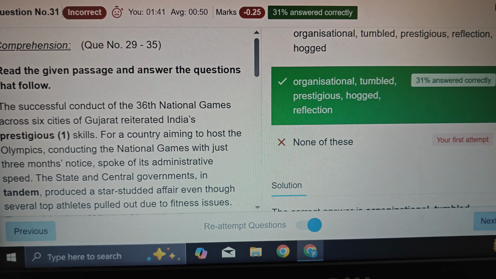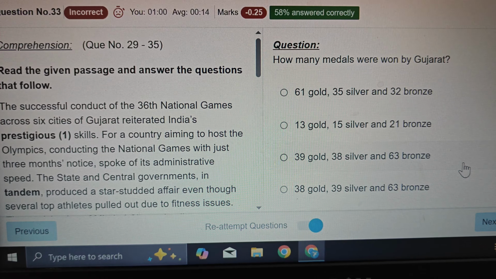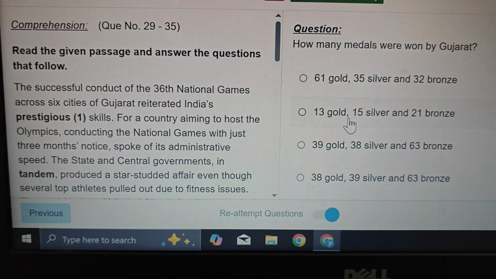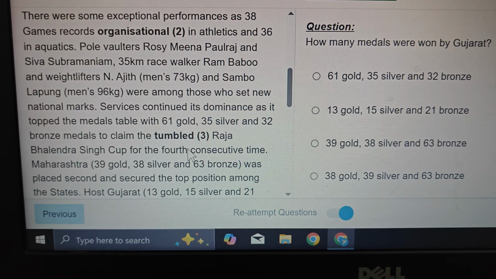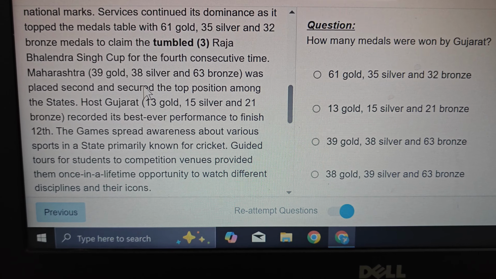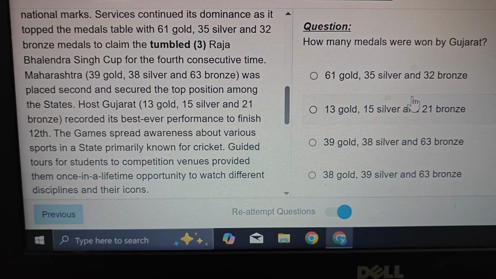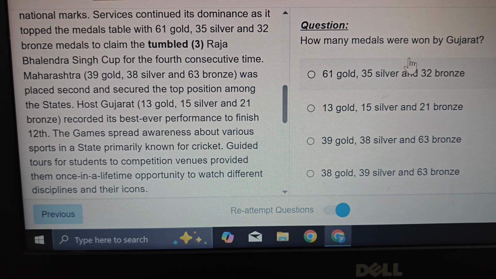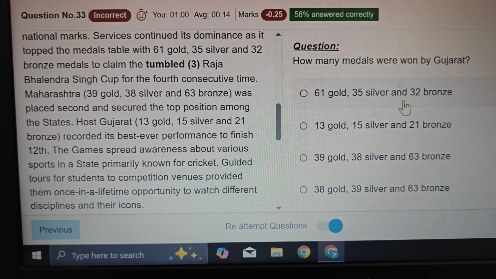Okay, then the 33rd. Here the mistake I made was that I marked the medals won by the state Maharashtra, because I saw somewhere that it was 39 or 38 silver. Yeah, here it is: 39 gold, 38 silver, and 63 bronze. So I thought that was the answer because I thought the question was which state won the maximum medals. That is how I read the question. See, usually I restate the question and only then mark something as the answer.